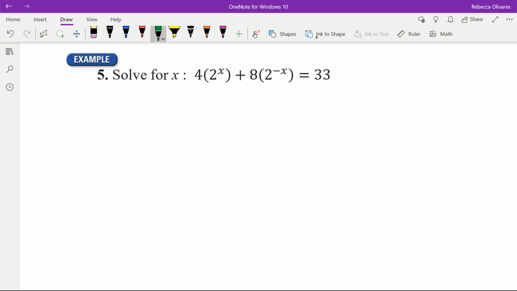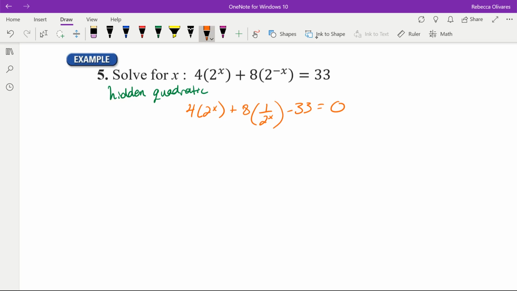Now, this one looks a bit crazy. You've got the 2 to the x. You also have a 2 to the negative x. This is actually another hidden quadratic. Hidden quadratic. Now, it doesn't really look like it, but let me do a little bit of rearranging here. So let's call this 4 to the 2x, and I'm going to call that 8 times 1 over 2 to the x, and then minus 33 equals 0.